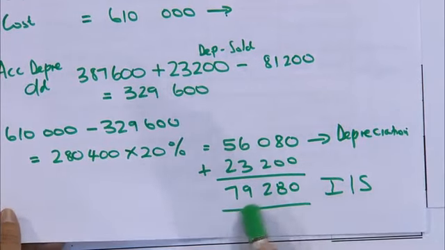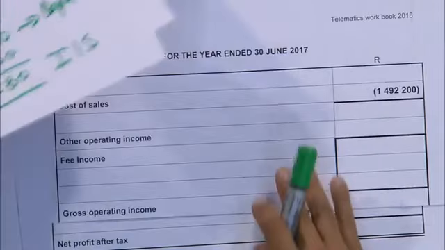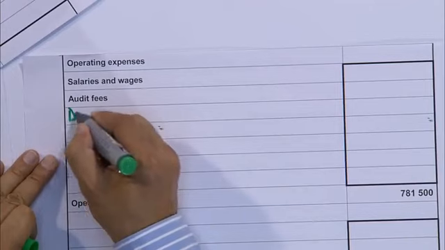So this 79,280 will later on be reflected in my income statement. So when I do my income statement later on, I can have the item over here, depreciation.